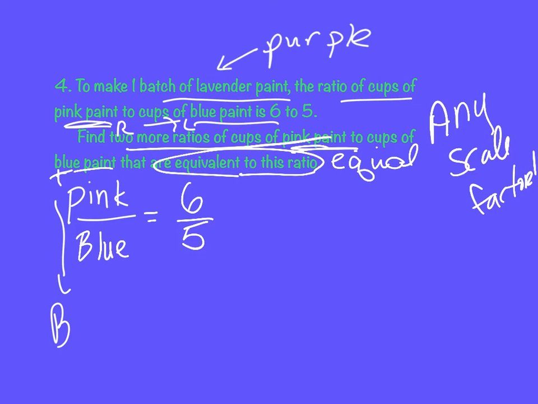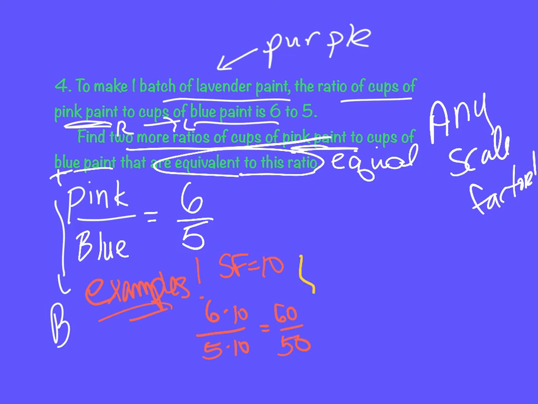So let's just take this down here. And these are only examples. You might have something else. So what if I decided that my scale factor was equal to 10? Well, then I would have 6 times 10 over 5 times 10. That would equal 60 over 50. What if I decided that my scale factor was 2? That would mean I'd have 6 times 2 over 5 times 2, which would equal 12 to 10.